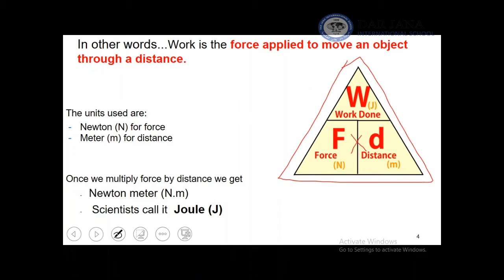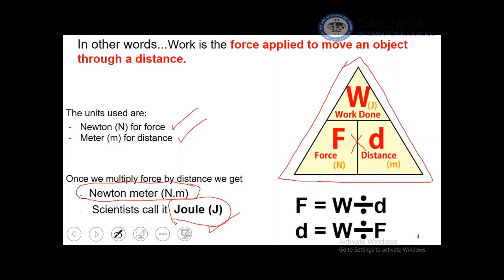Now let's talk about units before we start. Units for force, the only unit we will be using is Newton. The unit for distance is meter. Now that we've agreed on this, once I multiply force by distance to get work, I find that my unit now is Newton meter. This unit is new. Scientists decided to call it joule after the name of the famous scientist. So whenever I say the word joule, I actually mean Newton meter, and I'm using it to find the work.